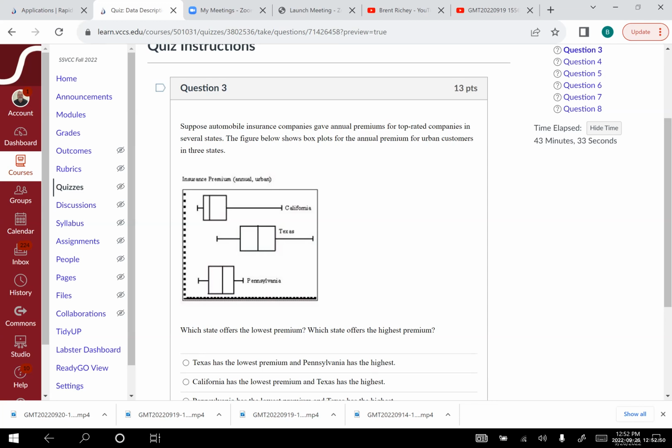It says, suppose automobile insurance gave annual premiums for top rated companies in several states. The figure below shows box plots for the annual premium for urban customers in 3 states: California, Texas, and Pennsylvania. Which state offers the lowest premium? So just the absolute min.